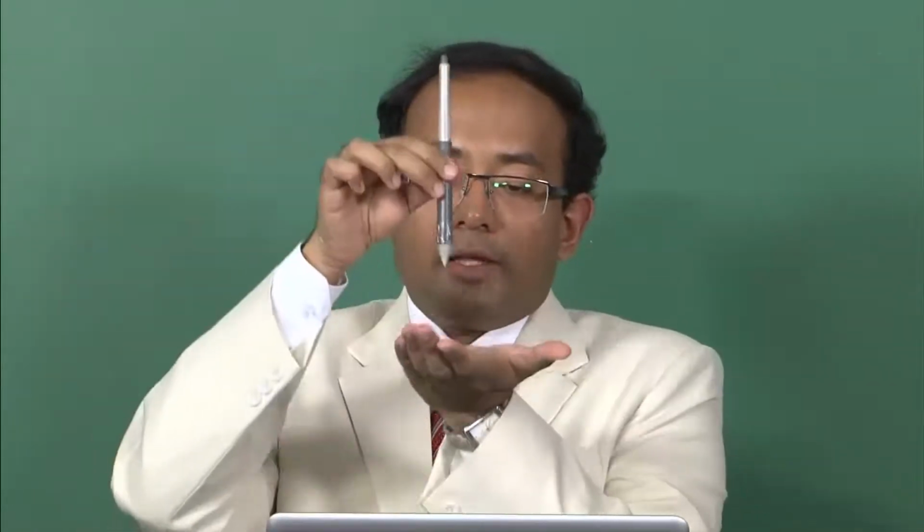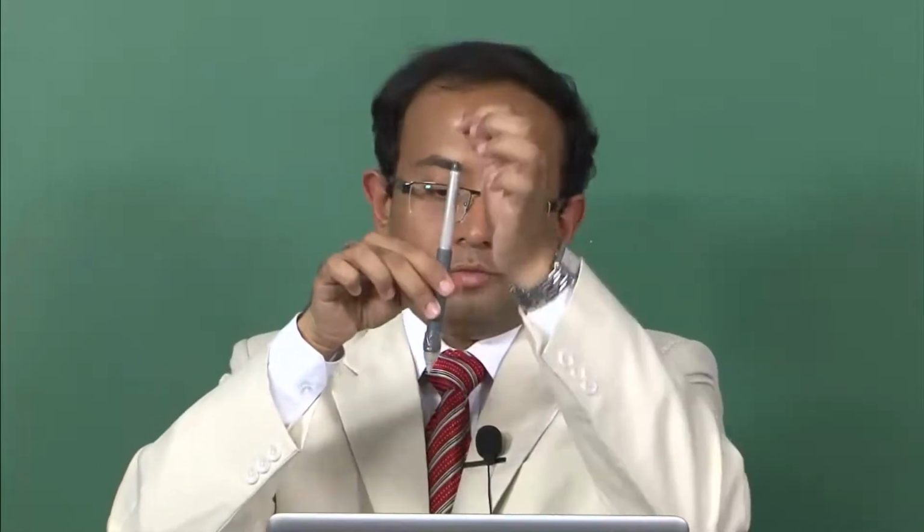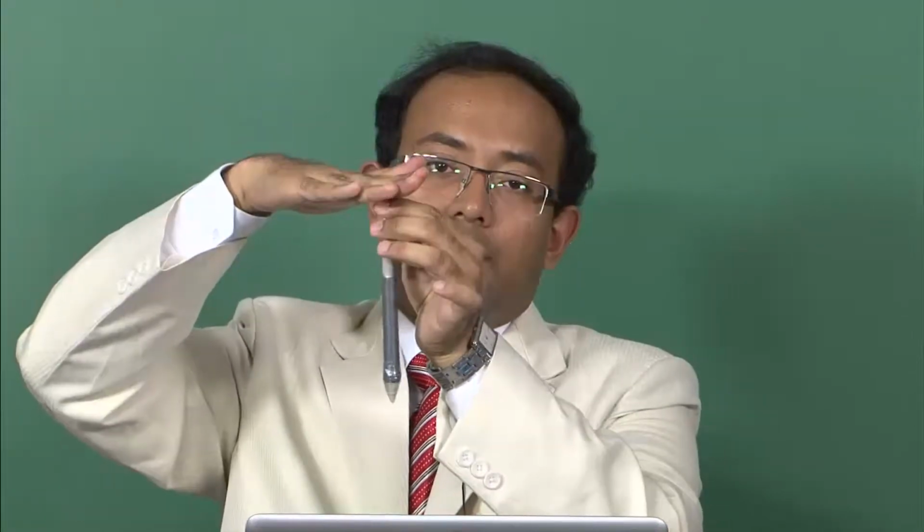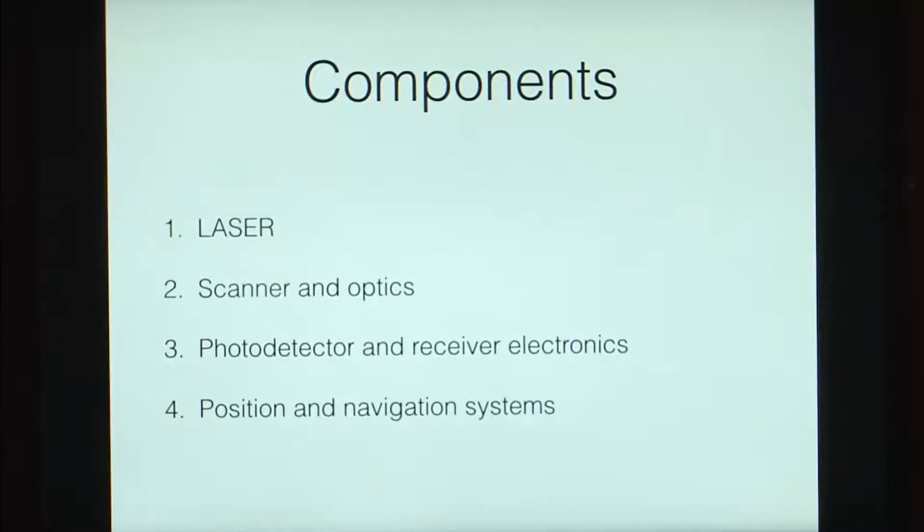Then once this beam has interacted with the surface and has moved back, you will need photodetectors and receiver electronics. So, you have sent this beam, it has interacted, it has moved back, and now you need a photodetector here on the aircraft to sense that beam, and then you will require receiver electronics to convert that into a signal. Plus the fourth component is the position and navigational systems that we have already seen in the form of differential GPS and the IMU.